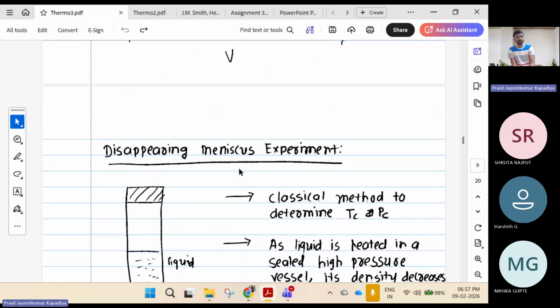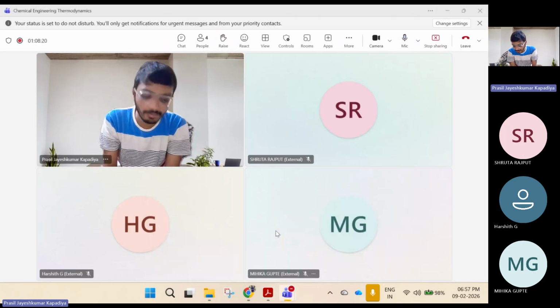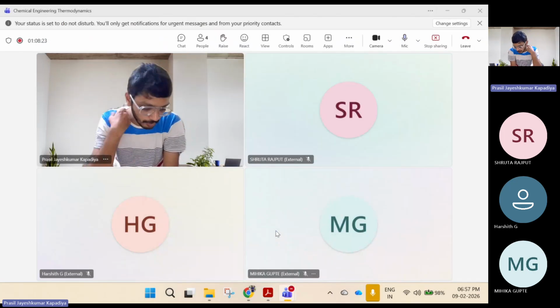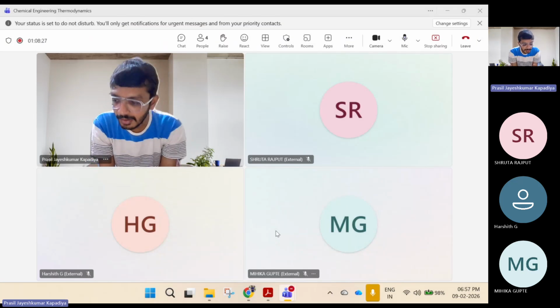Before going there, let's discuss the disappearing meniscus experiment. Can anyone tell me, you have already learned it, what do we do in this experiment? What do we use this disappearing meniscus experiment for? Can anyone tell me?